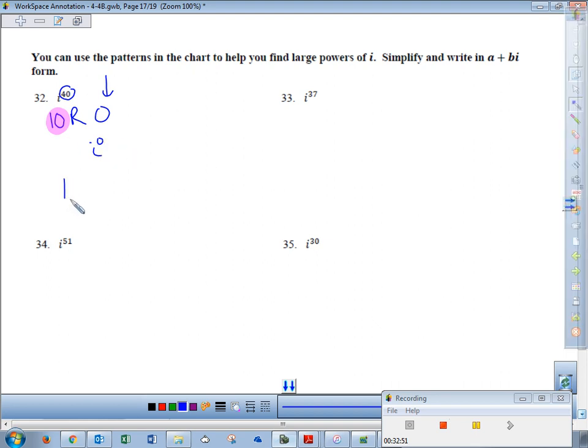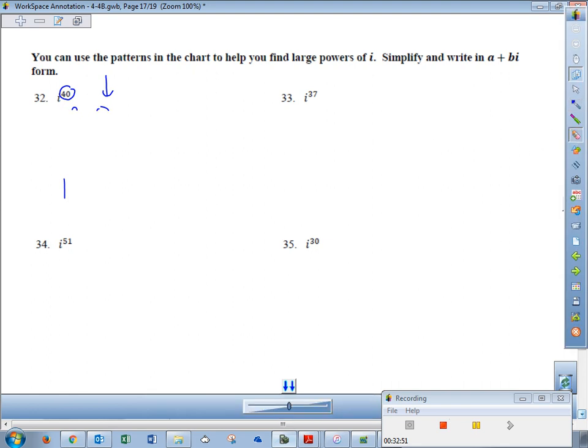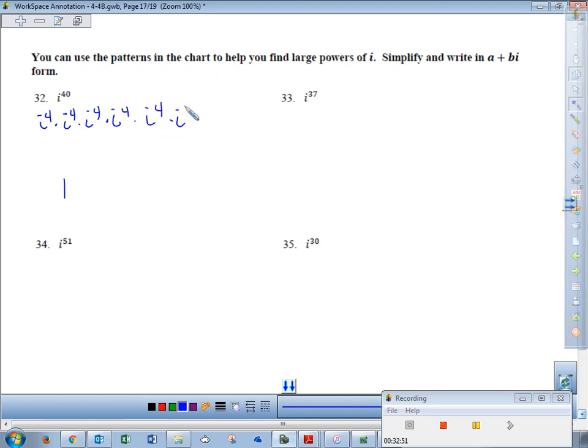Let me show that to you like this. I to the 4th times I to the 4th times I to the 4th times I to the 4th times I to the 4th. I'm not going to write it out 10 times, 10 times in a row. How much is this? 1 times 1 times 1 times 1 times 1 times 1. What did it turn out to be? How much stuff was left over for a remainder? We had 10, remainder what? There was nothing left over, so it all turned out to be 1.